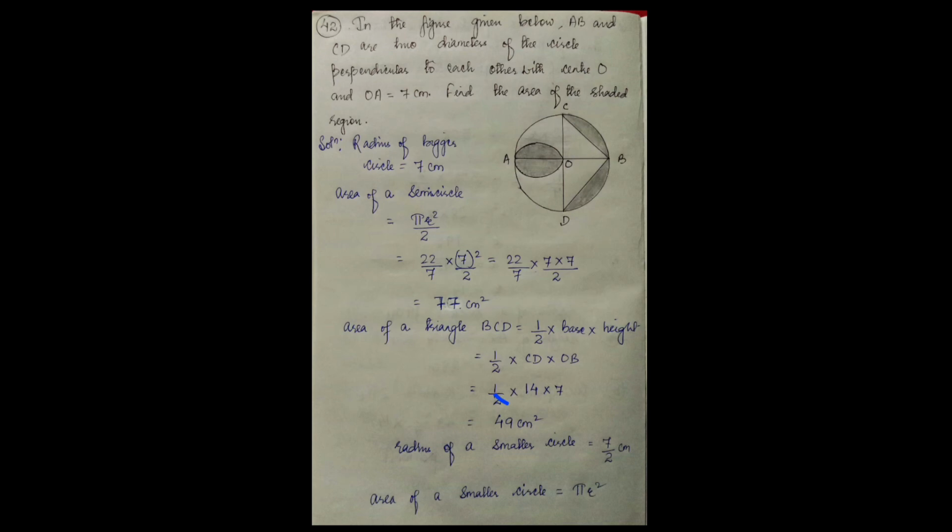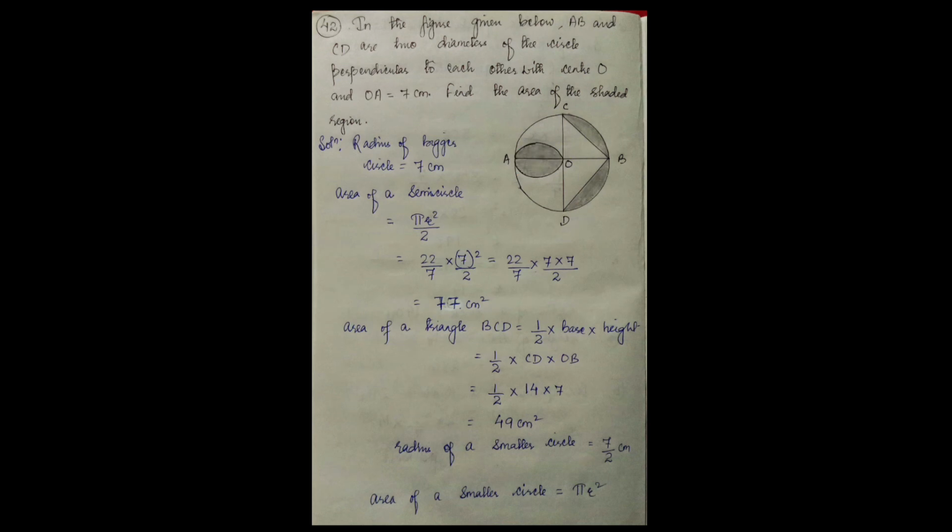Next we'll cancel, 2 7s are 14. Now 7 into 7, 49 centimeter square. So this 49 centimeter square is the area of this triangle. Now we have this circle is shaded, right? So we have to find the area of this circle also.